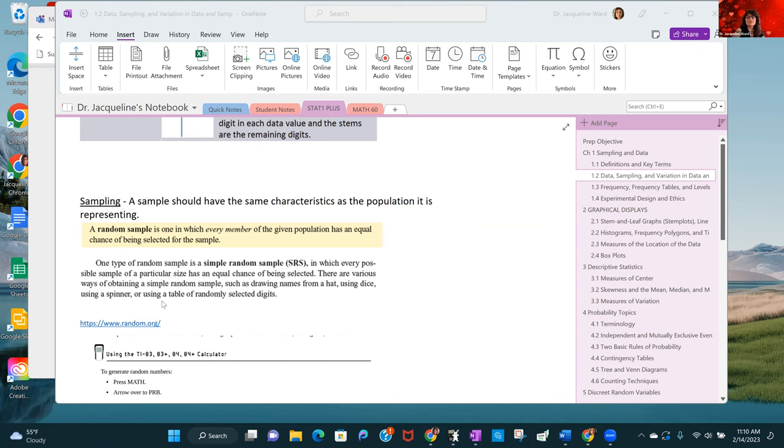Now with computers, it's usually easier to generate a random number. And we're going to look at that from this link and also how to do it on a calculator. Other ways are using dice, using a spinner.